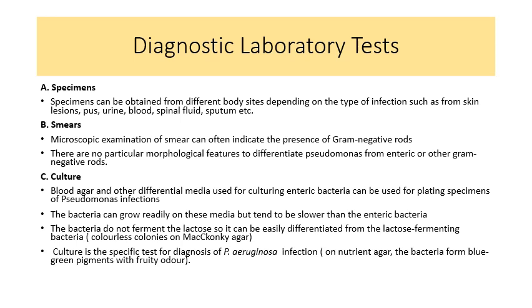Using nutrient agar is also useful for identification, because the bacteria will grow on this agar and produce the blue-green pigment, which is a specific feature of this organism, and also produce a fruity odor.